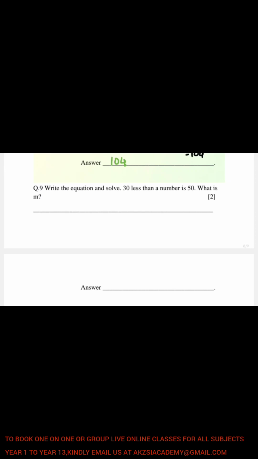Write the equation and solve: 30 less than a number is 50. So there is a number x, and 30 less than that number is actually 50. So x is 80, and that's the simplest. Basically they have mentioned it to be m, so I can assume it to be m.